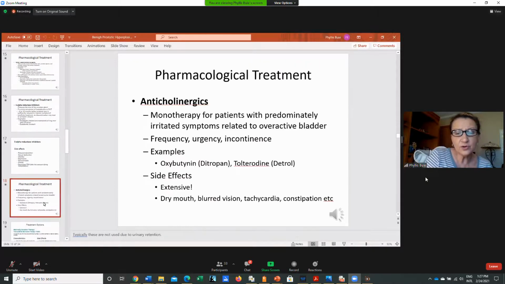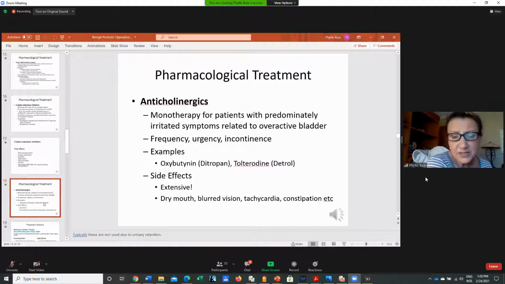Now, your anticholinergics are another classification of medications that are used. It's used more by itself, and it's used to treat those irritating symptoms of the overactive bladder, like having to run to the bathroom every 30 minutes or an hour, or having to go right then and you can't wait, or having problems with incontinence. And Ditropan and Detrol are the most common ones. Ditropan is oxybutynin, the most common one that you're going to see used in the hospital setting.